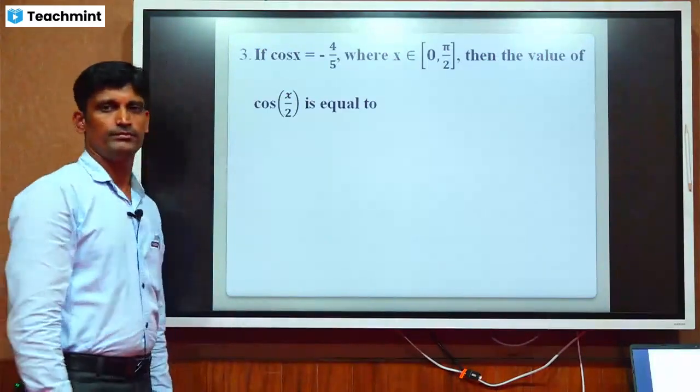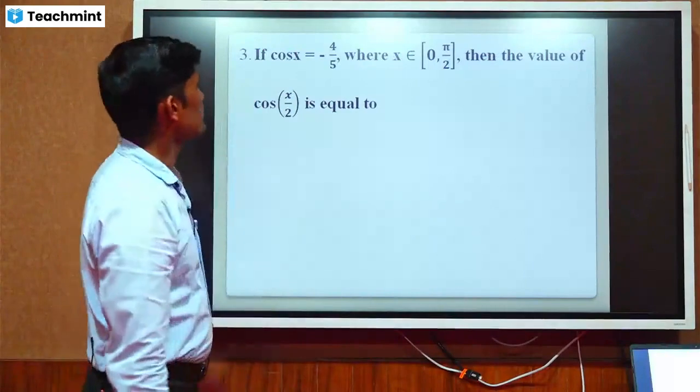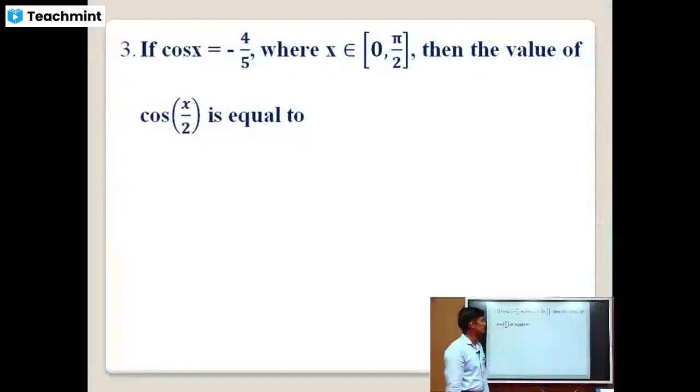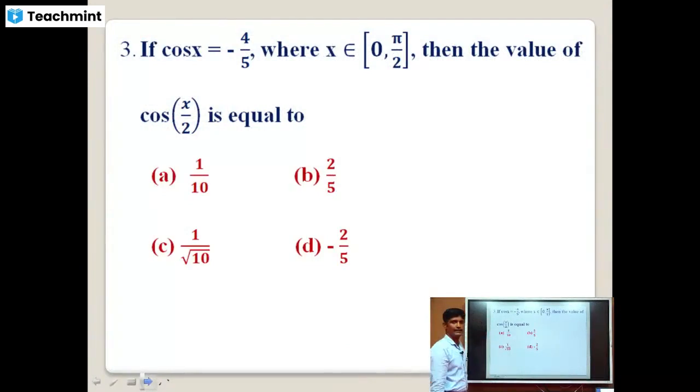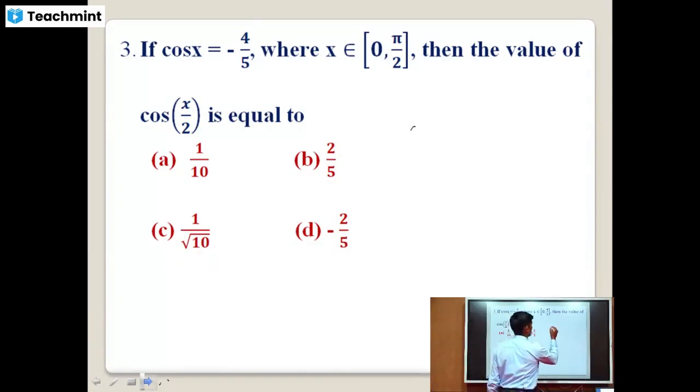Next, the third question is: if cos x is equal to minus 4 by 5, where x lies in the interval 0 to pi by 2, that is in the first quadrant, then the value of cos x by 2 is equal to: 1 by 10, 2 by 5, 1 by root 10, or minus 2 by 5. This is a simple question related to the multiple angles formula, that is, the cos 2x formula. Cos 2x is equal to 2 cos square x minus 1.